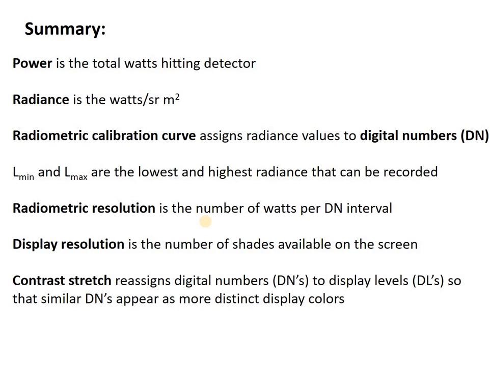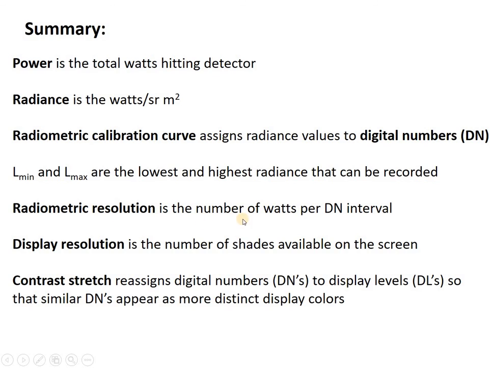Okay, so in summary, you've learned that power is the total watts that are hitting the detector. I didn't actually say this, but radiance is the watts per steradian per meter squared. So radiance is really a normalized version of power. A radiometric calibration curve is what a detector uses to assign the measured radiance values to a digital number. And then those digital numbers are then encoded as pixel values in the raster file that you are going to use. We learned that Lmin and Lmax are the lowest and highest radiance values that can be recorded.